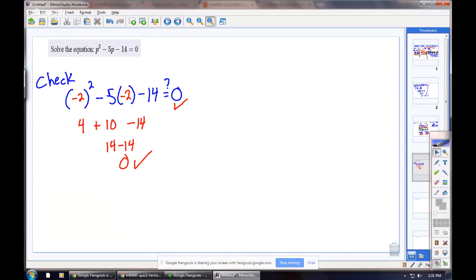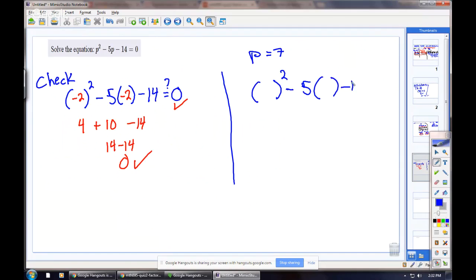All right, check the other one. Someday we'll have paper that does this. We want to check P equals 7 also. So that's going to be (7) squared minus 5(7) minus 14, hopefully equals 0.